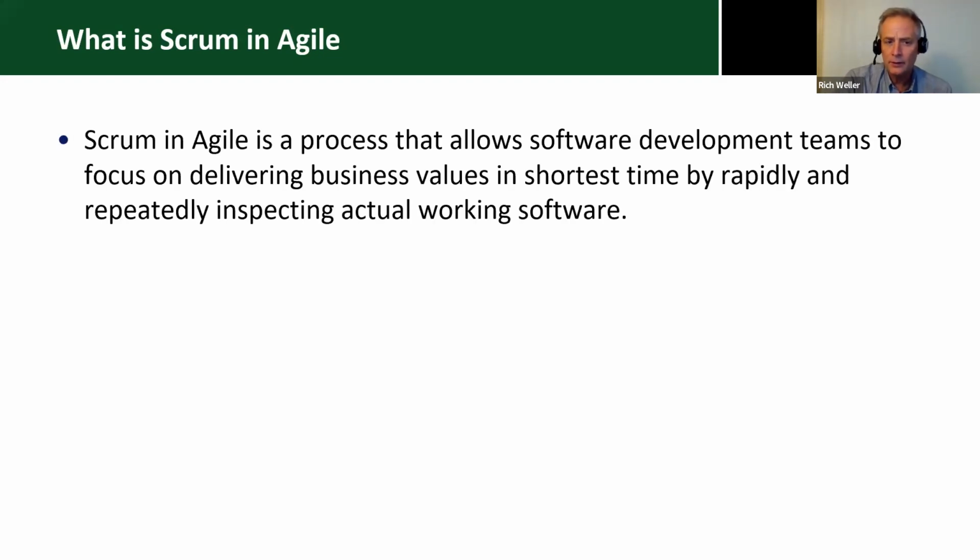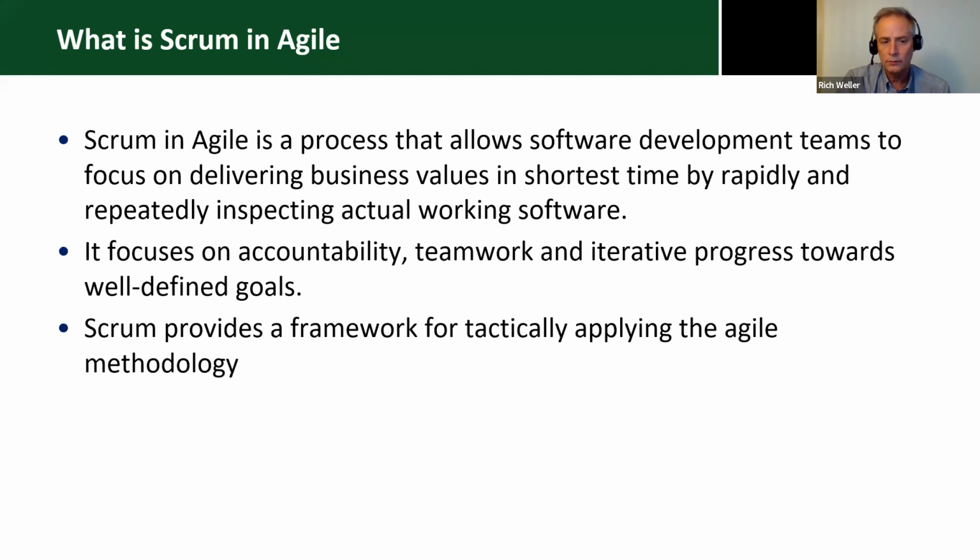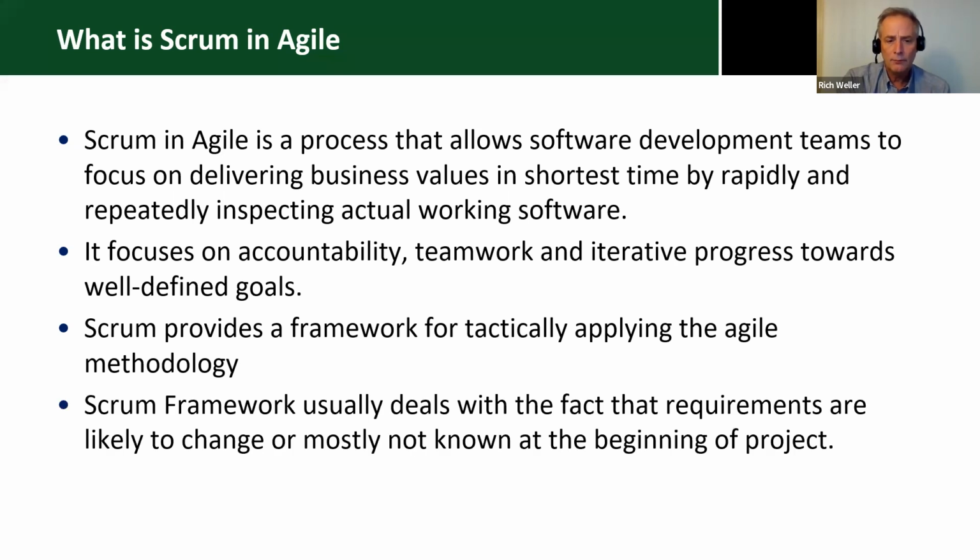So Scrum in Agile is a process that allows software development teams to focus on delivering business values in the shortest amount of time by rapidly and repeatedly inspecting actual working software. It focuses on accountability, teamwork, and iterative progress towards well-defined goals. Scrum provides a framework for tactically applying the Agile methodology. The Scrum framework usually deals with the fact that requirements are likely to change or most likely not known at the beginning of the project.